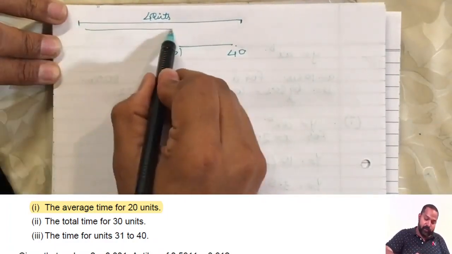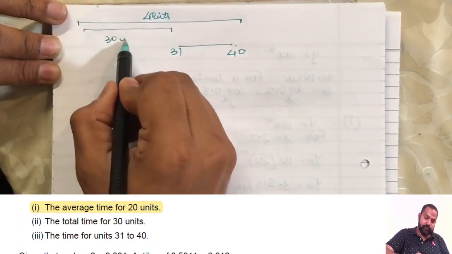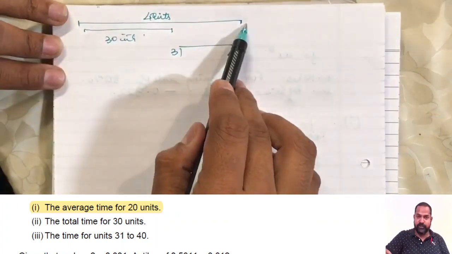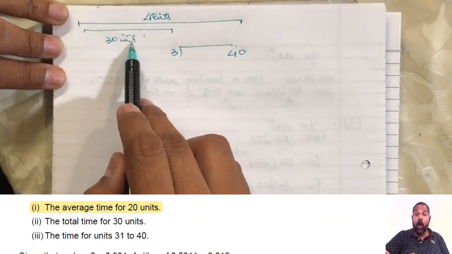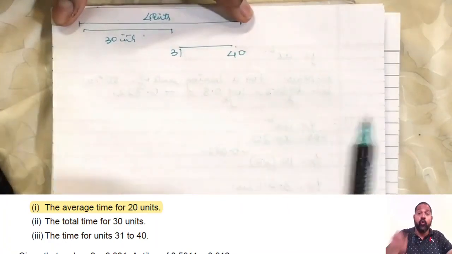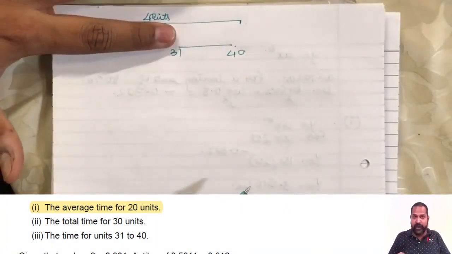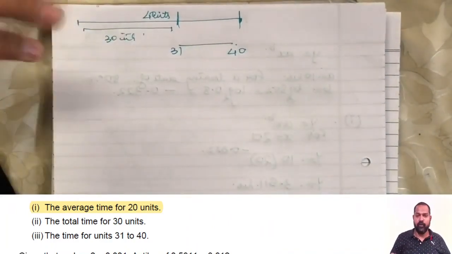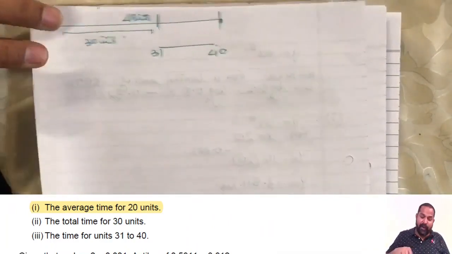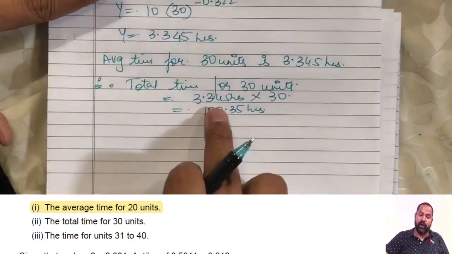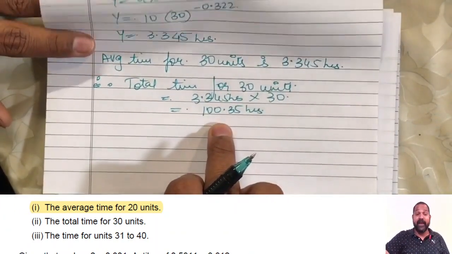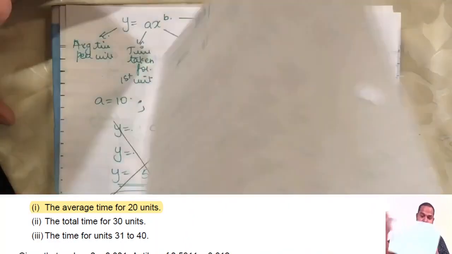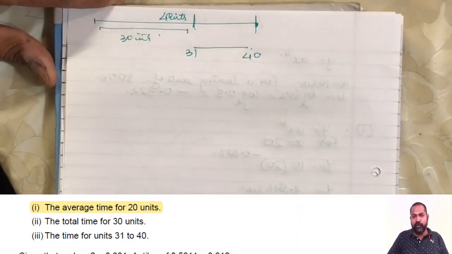Can't you find the time for 30 units? Yes, that also I can do. In fact, I've done that already. Then find the time for 40 units. Find the time for 30 units. From the 40, remove the time required for 30 units and you will have the time for 31 to 40. Oh, then it's easy. I already have the time for 30 units. To make 30 units, it takes a total of 100.35 hours. All I need is the time for 40 units.